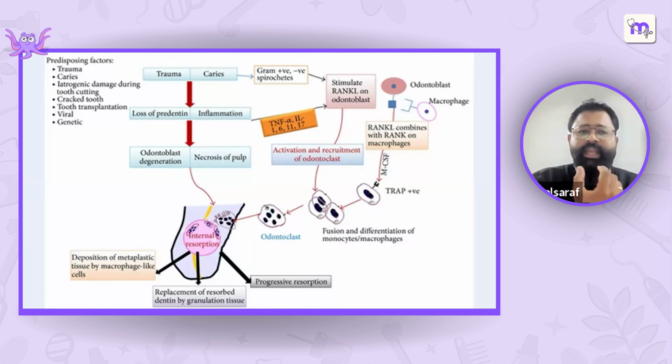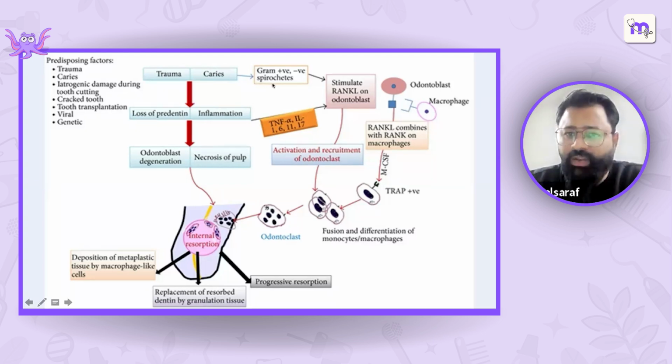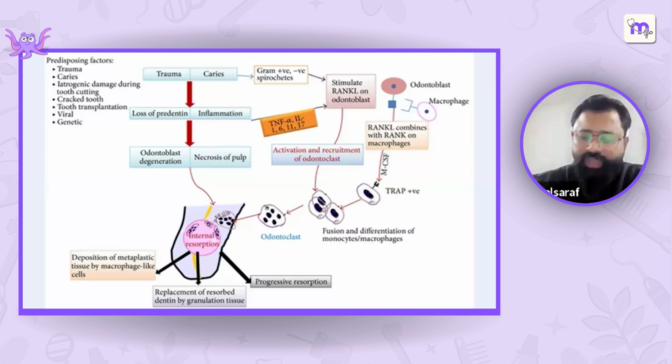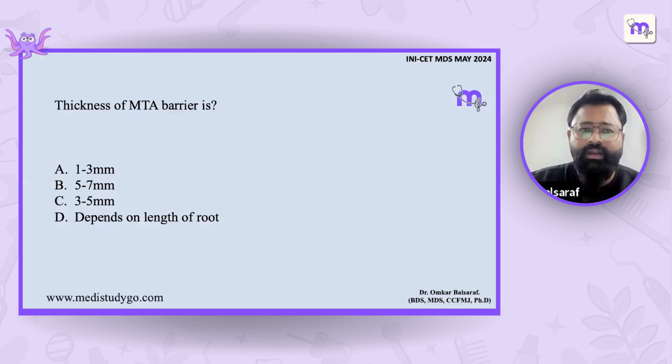Basically, trauma and caries will bring gram positive, gram negative bacteria and spirochetes. They will stimulate the RANKL system, so you have your TNF alpha and interleukin stimulated. They will activate the recruitment of odontoclasts, so they will form odontoclasts. Clasts are breaking down cells. And so on, the entire process goes on. We are not going into the depths of it because it will be very theoretical. We are just focusing on the main things.